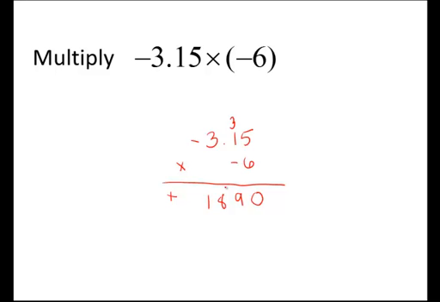Now, because negative 3.15 has 2 digits to the right of the decimal point, my answer also needs 2 digits to the right of the decimal point. So the final answer to this question is positive 18.90. You could also just write 18.90 without the plus sign for positive in the front.